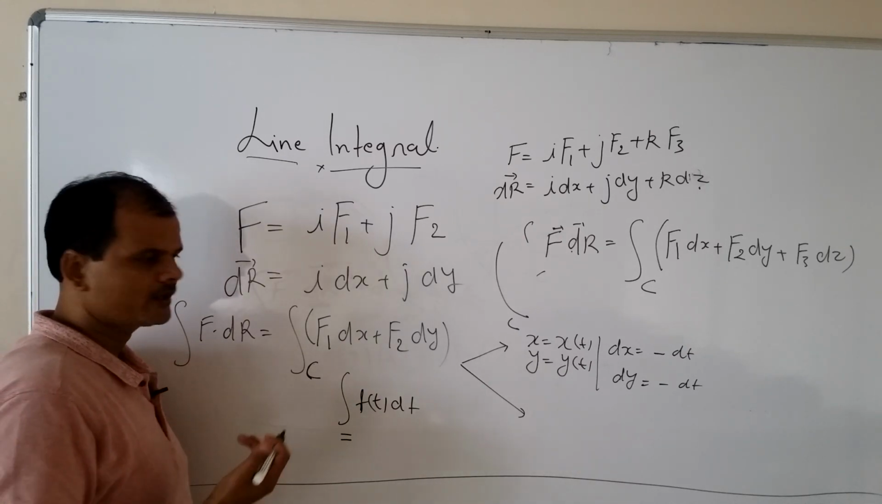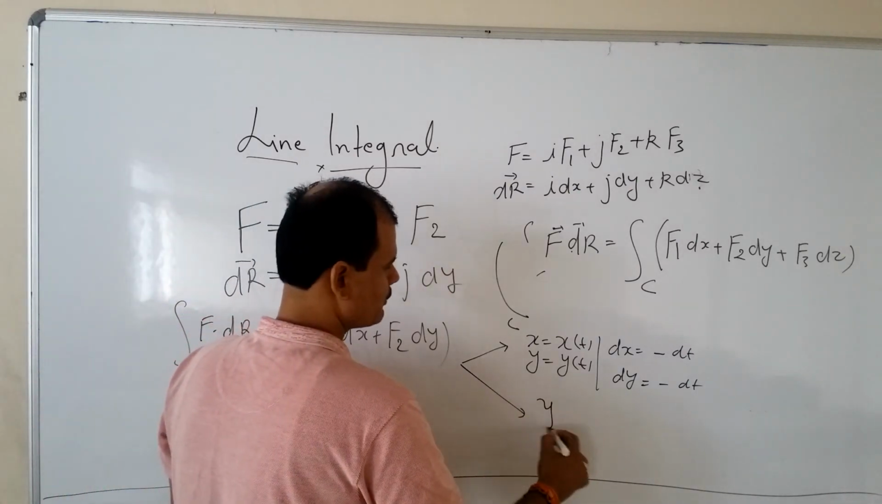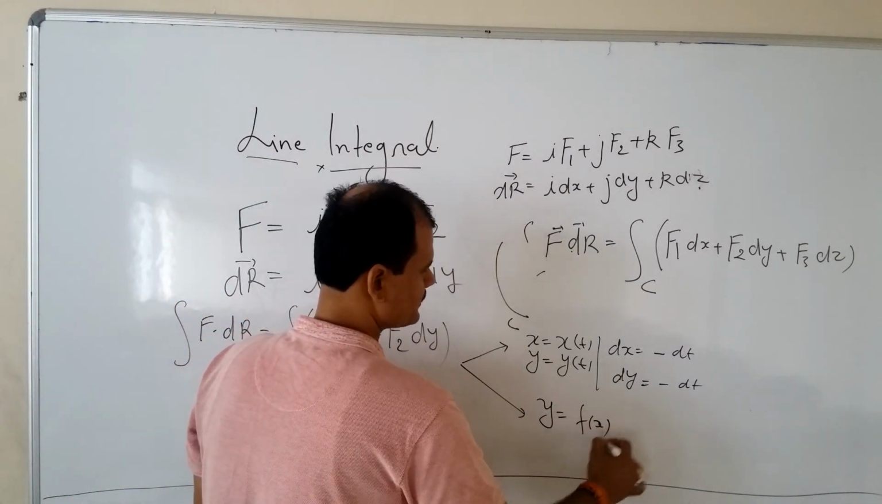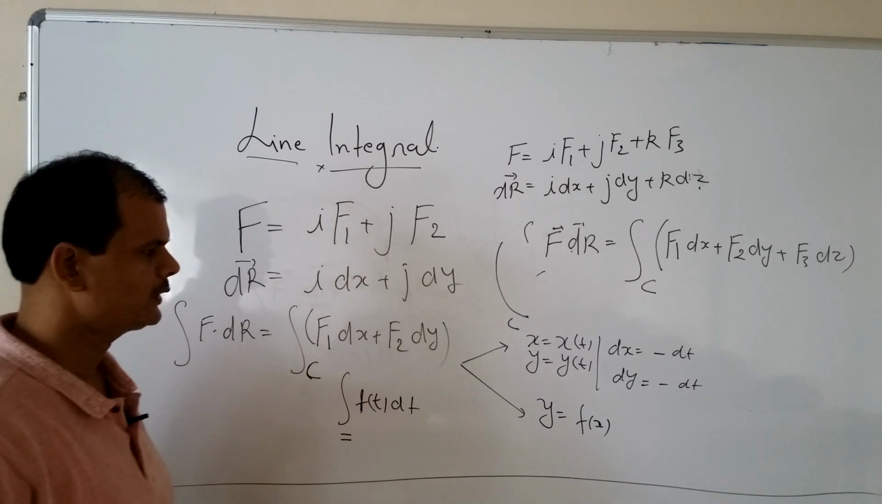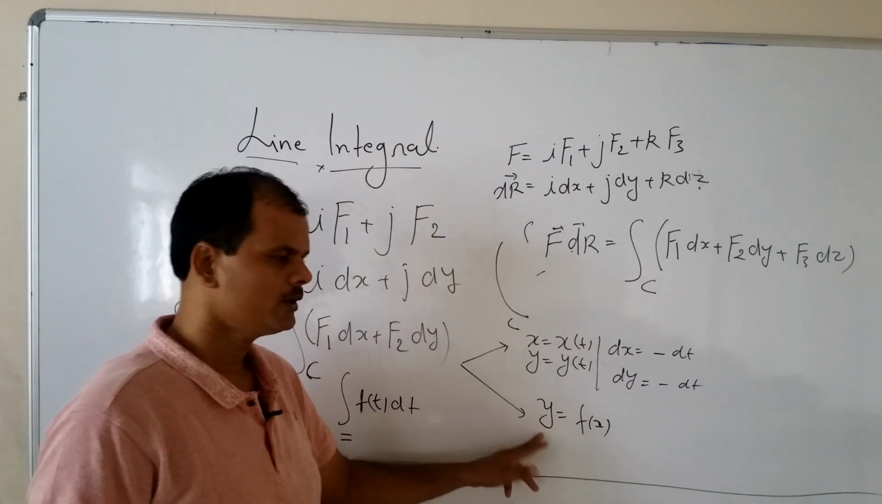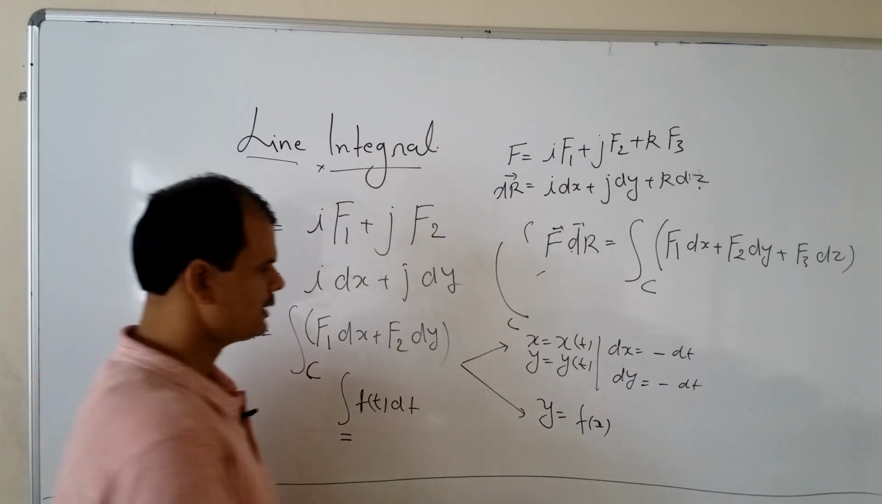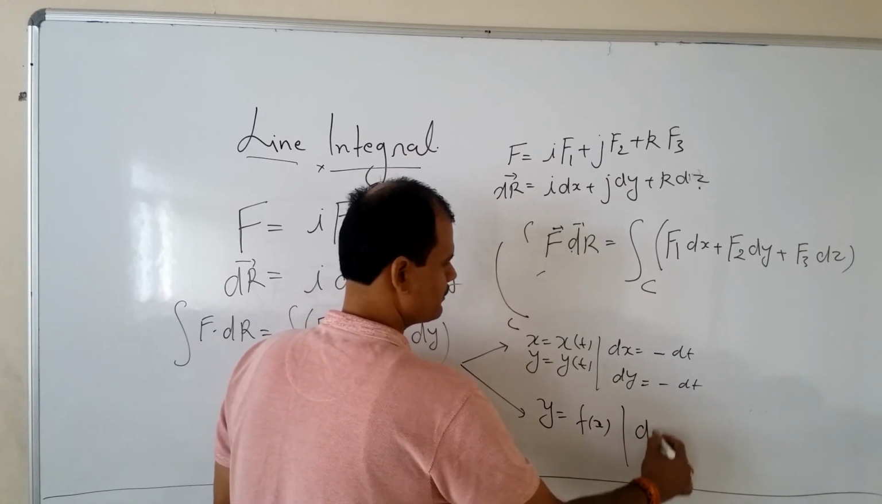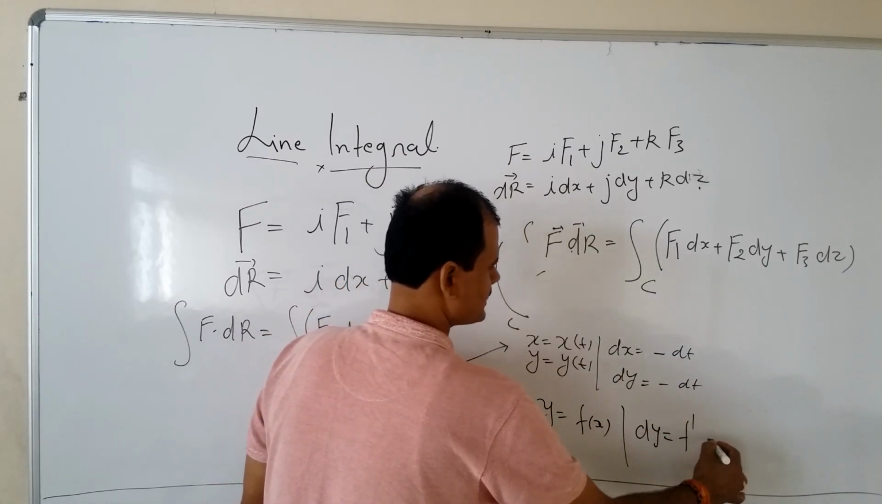Second way: suppose we get the equation of the curve as y equal to f(x). What we can do is, in place of y we put f(x), and in place of dy we can put dy equal to f dash (x) into dx.